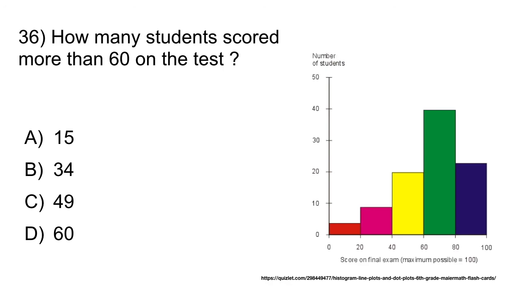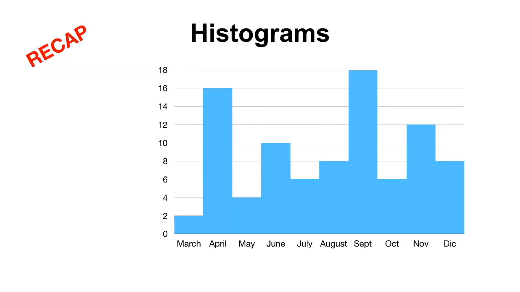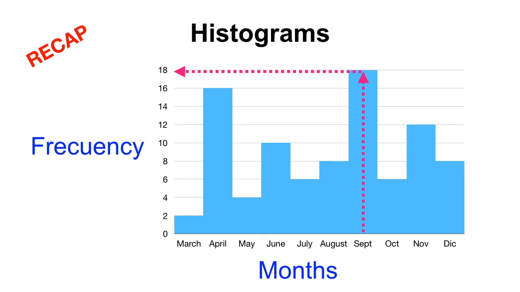All right, so in this next section, we're going to work a little bit with graphs. Question 36 looks at a histogram, and it says how many students scored more than 60 on the test. Remember that histograms look a little bit like this, and what you would do is read the title, the y-axis, in this case the frequency, then the x-axis, and then look at how much each bar is worth. If you look at September, for example, you follow it to the top, then to the left, that tells you how many days it rained or how many people there are, whatever you're looking at.